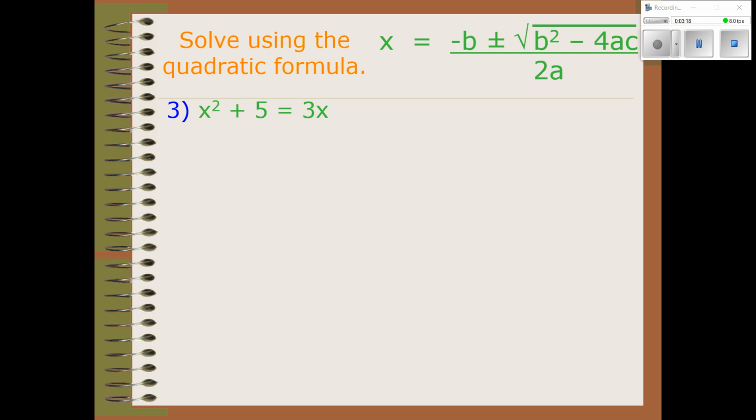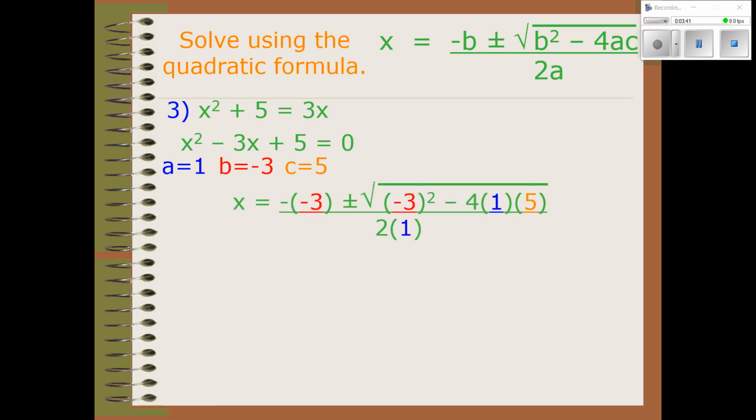Okay, another one, x squared plus 5 equals 3x. Got to move my 3x over. Notice this time when I move it over, it goes into that b spot because that's the x term. It should go in descending order for your exponents: 2, 1, and nothing for the exponent on the last term. So we get our a, b, and c to be 1, negative 3, and 5. Throw those into the formula, and it gives you this.